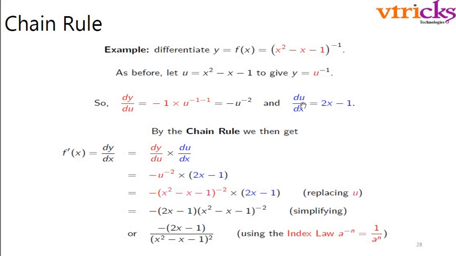Now du by dx will be, this is simple, for x square we get a 2x and for x we get a minus 1. So next is the simple step. Just substitute these values, minus u to the power minus 2 into 2x minus 1. And once again we have to replace u back in terms of x because the final result we want only in terms of x. So replace u with this x square minus x minus 1 and simplify to get the final result. So from this step again I think you can work it out.